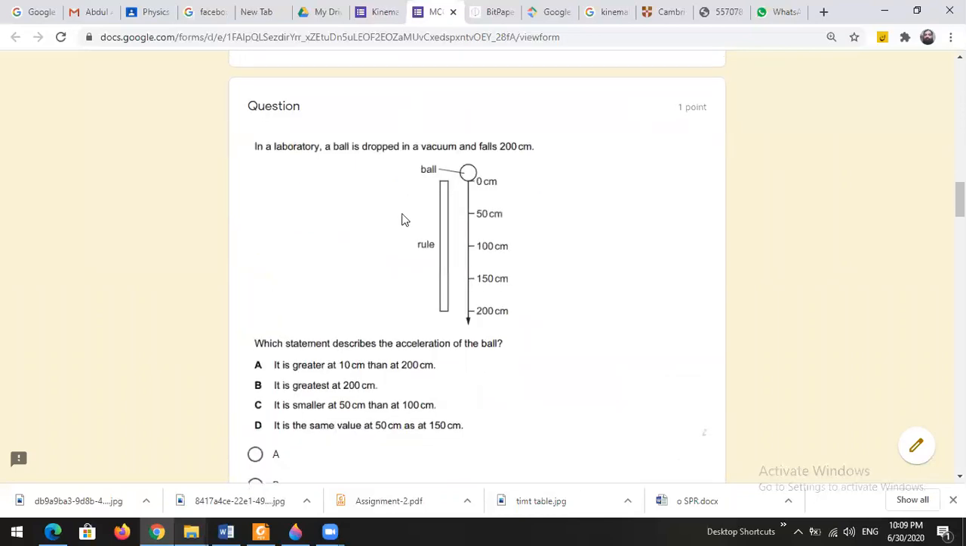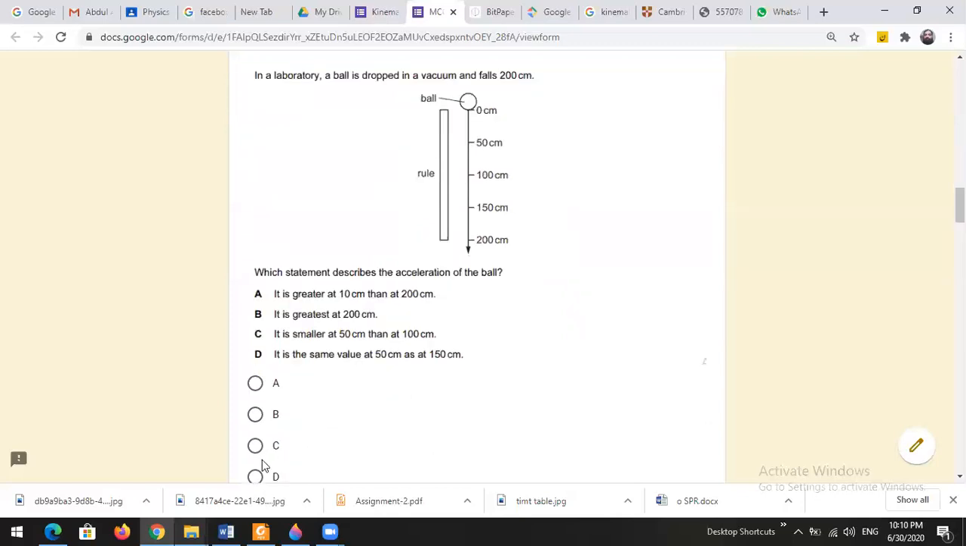Next, in a lab, a ball is dropped in a vacuum and falls 200 centimeters. Now you can see initially the distance was 0, then 50, 100, 150 and 200 centimeters. Which statement describes the acceleration of the body? It is greater at 0 than at 200. It is greater at 200. It is the same value at 50 as at 150. We assume that as it is vacuum, there is no air resistance, so acceleration remains constant. So that is why option D is correct here.